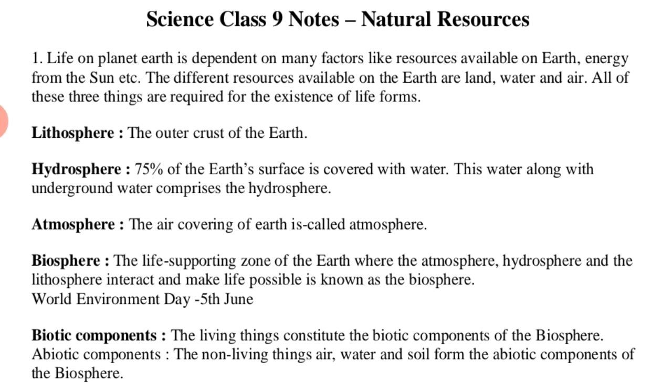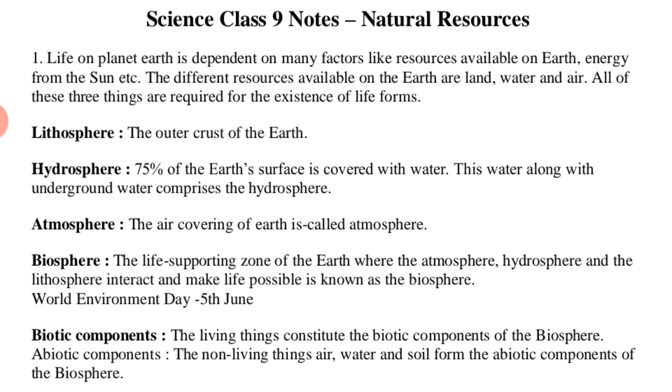Biosphere can be divided into three physical divisions: land or lithosphere, water or hydrosphere, and air or atmosphere. What is lithosphere? The outer crust of the earth is lithosphere, which is the solid crust of the earth, which we call land. Its upper weathered part forms the soil. Second one is hydrosphere. 75% of the earth's surface is covered with water. This water along with underground water comprises the hydrosphere.